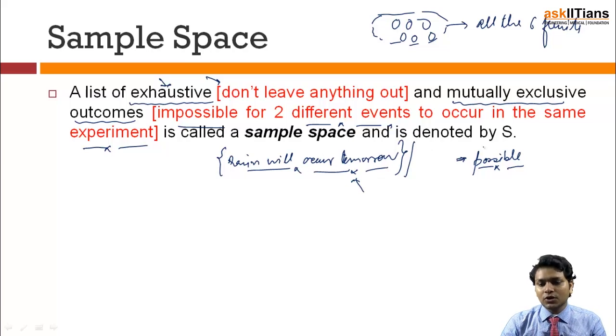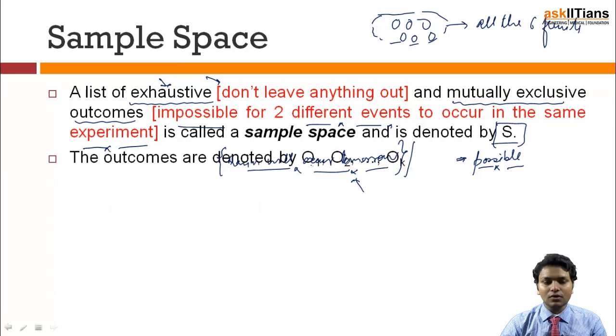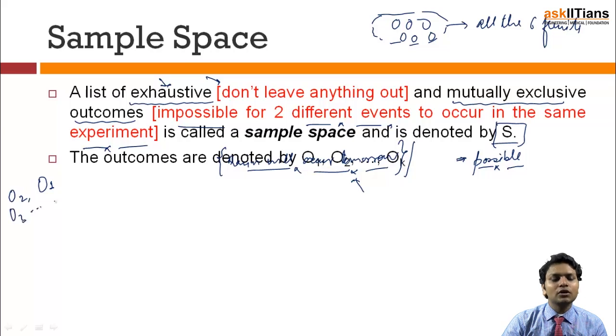And the sample space is denoted by a capital S. The different outcomes we denote by O. Starting from the first, we call it O1, after that O2, after that O3, and we go till the nth place, right?